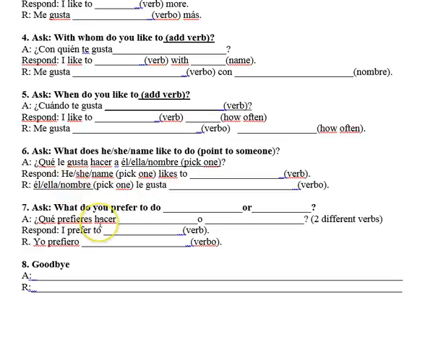Then the last one, number 7, it says, what do you prefer to do? So you would say, ¿Qué prefieres hacer? Repeat, ¿Qué prefieres hacer? Then in order to respond, you would say, yo prefiero. Repeat. Yo prefiero.